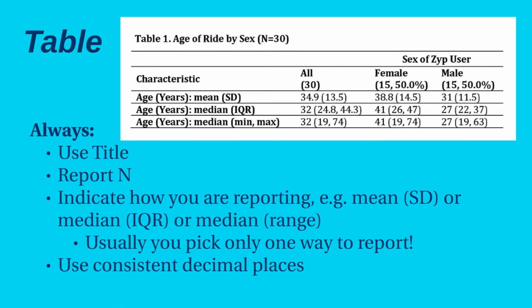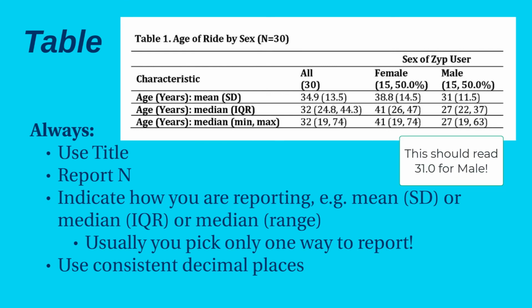Remember, for all of your tables, you need a title. You need to report the N in the sample. You need to indicate how you're reporting. Is it the mean standard deviation, median IQR, or median range? And usually you'll pick only one way to report. I've shown them all here so that you can see how to appropriately report them. And remember to always be consistent in your decimal places.